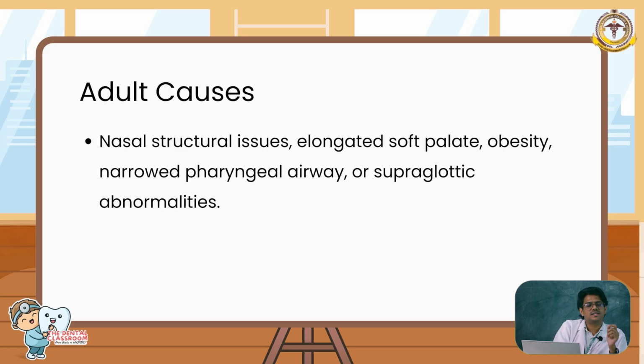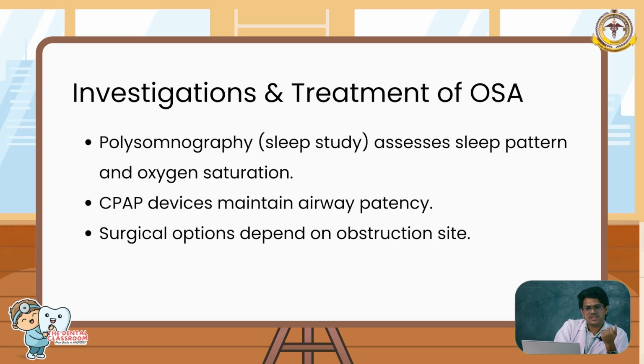So coming to etiology in adults: nasal deformity, hypertrophic soft palate, obesity, general narrowing of the pharyngeal airway, or supraglottic laryngeal pathology. Investigation wise, sleep study. Continuous positive airway pressure devices may ameliorate the obstructive sleep apnea by splinting the obstruction open. Surgery may be indicated depending on the level of obstruction.